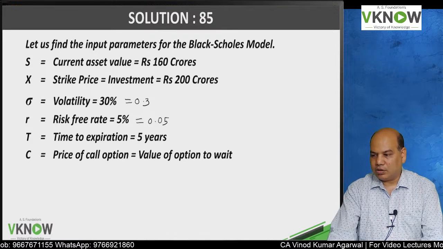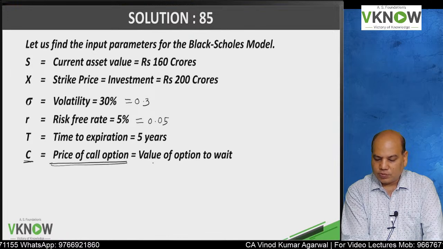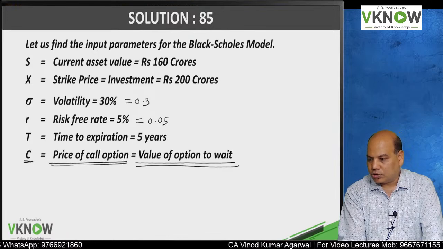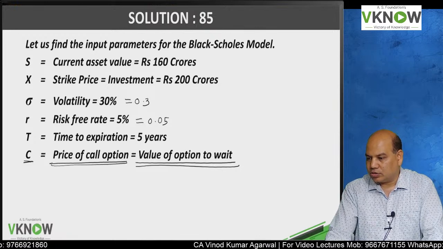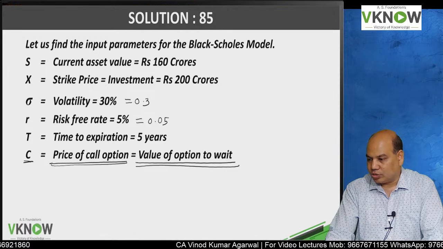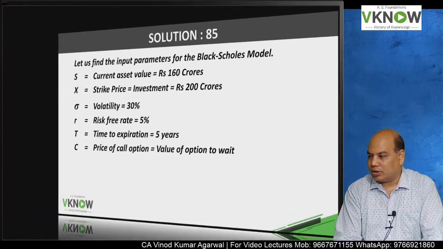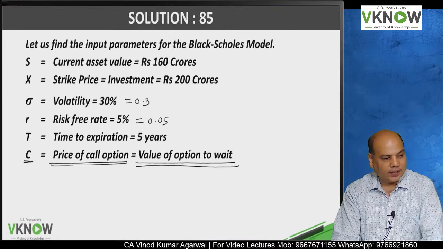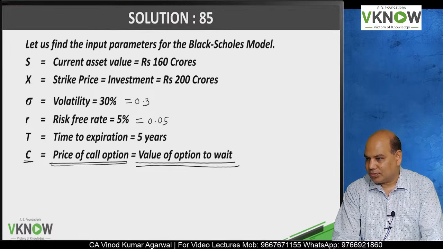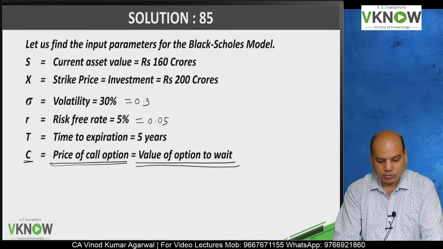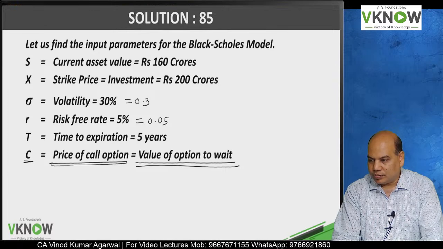We have to find the value of the call option. C equal to price of call option, which is the value of the option to wait. Value of the option to wait is a call option. Option to abandon is a put option. Have you noted this? Yes or no? Once you have noted it down, please inform me.